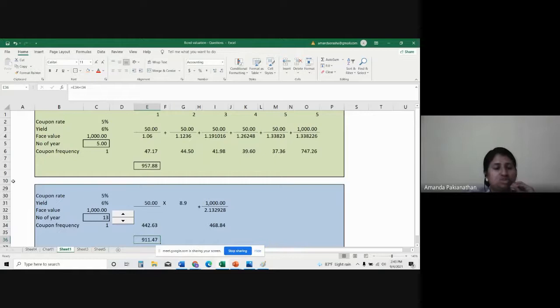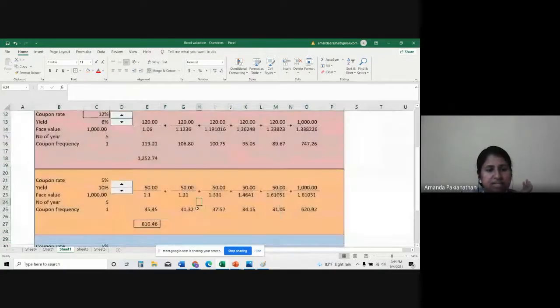Now, if you compare increasing the tenor and increasing the yield rate, we know that the price or value of the bond is going to decline. That relationship we know. But the rate of decline is very fast in a yield change compared to a tenor change. It will decline, but the rate at which it falls is very low. See, I had to increase the tenor from 5 to 13, and still the value of the bond is above 900 rupees.